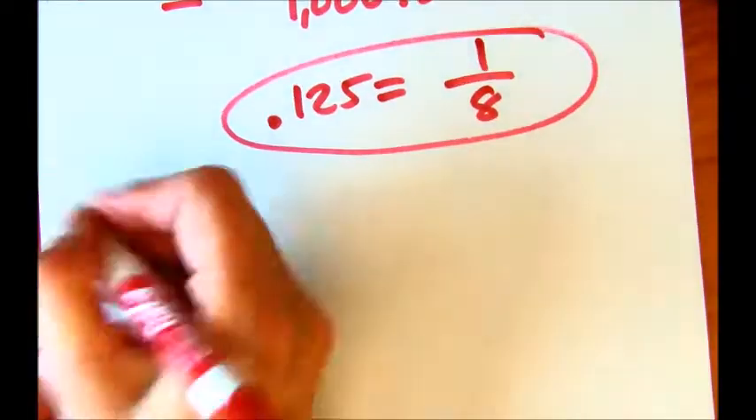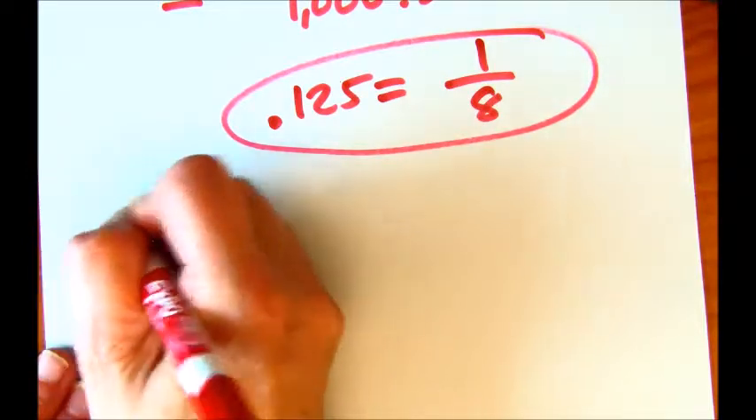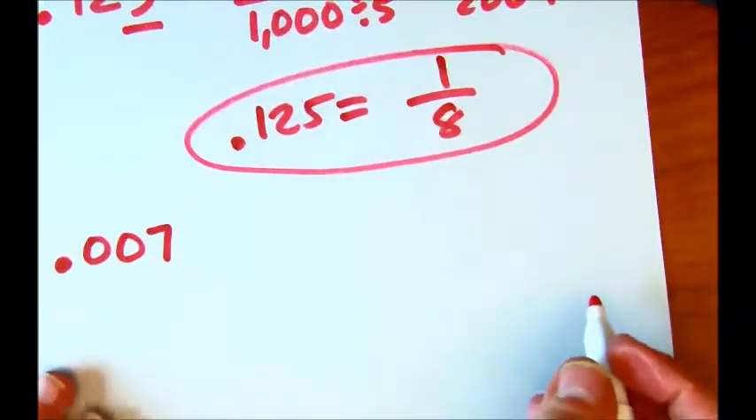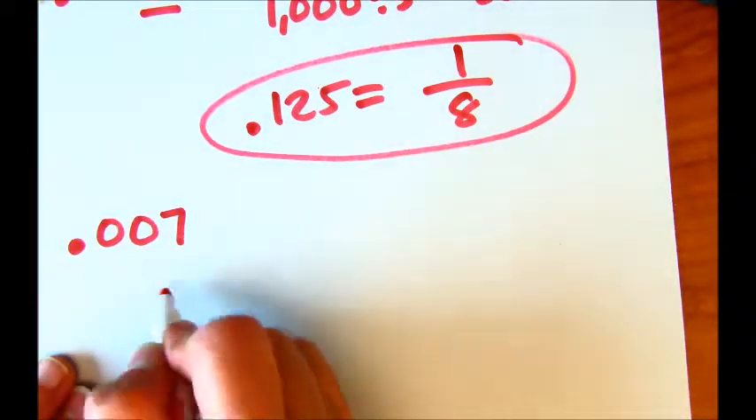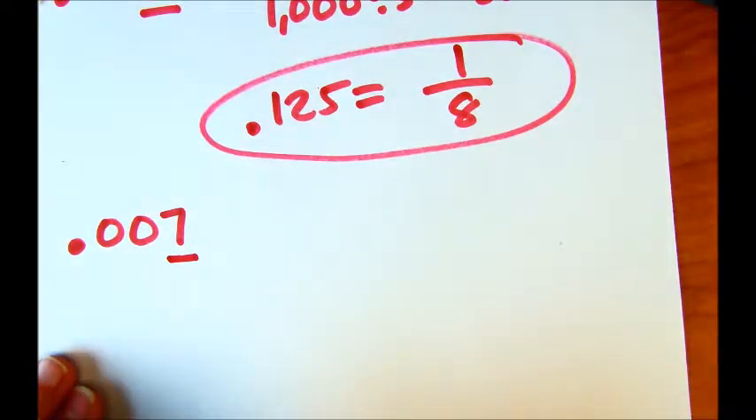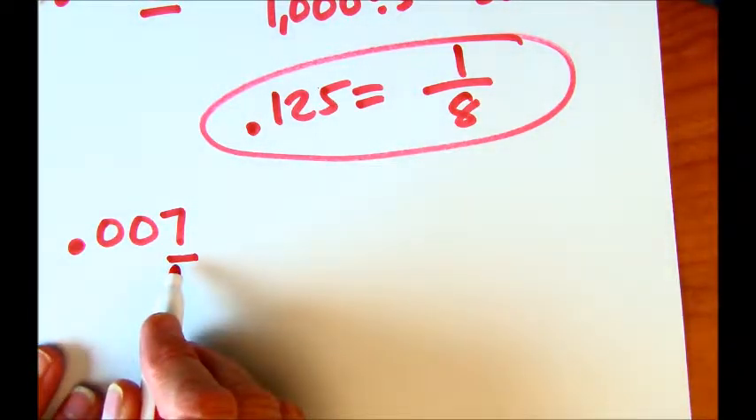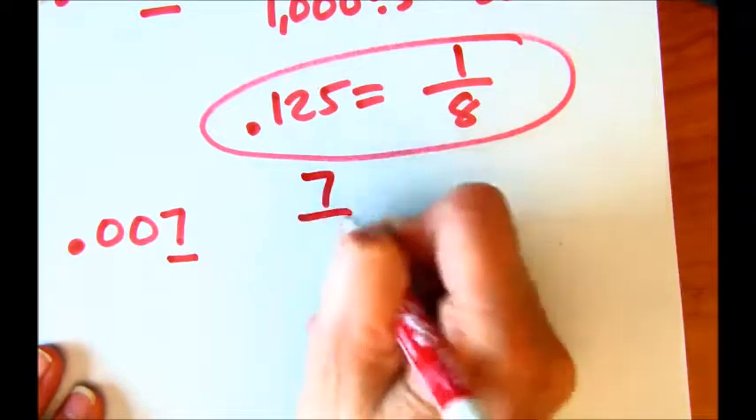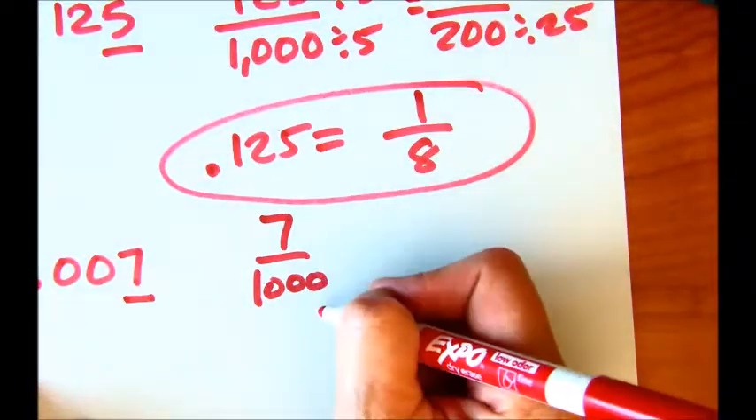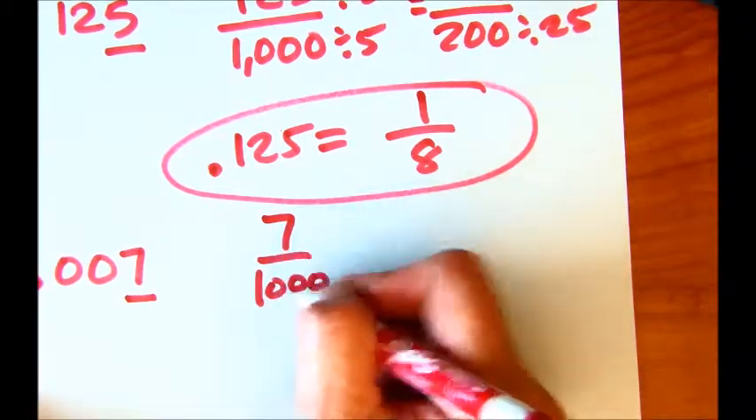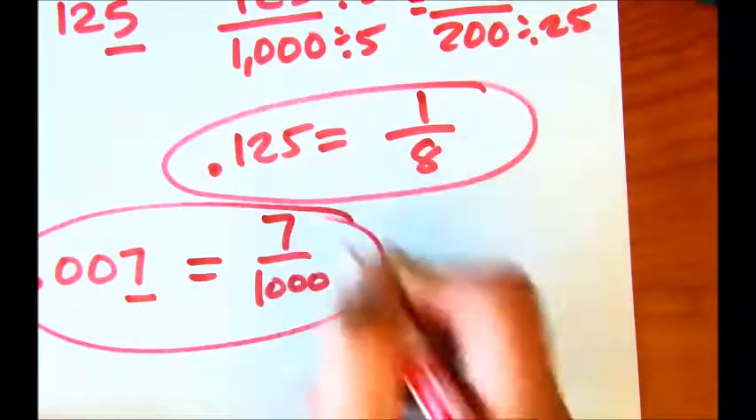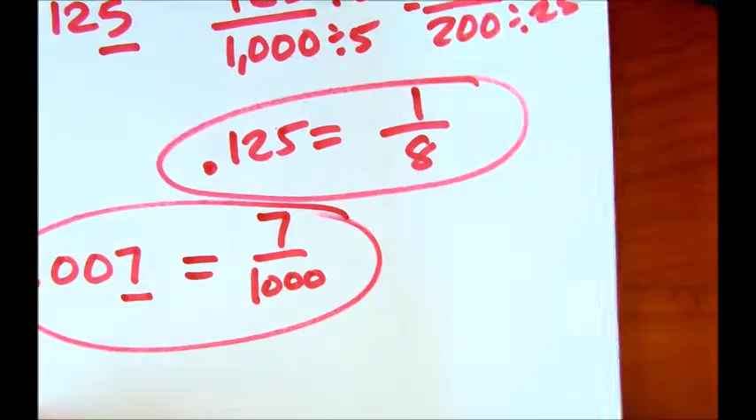All right, let's look at some oddball ones. Let's say we have 0.007. Notice that the 7 is in the thousandths place. So when we say it, we're going to say 7 thousandths. And now we're going to write it. Notice that we can't reduce here. 7's prime and it's not going to go into 1,000. So this is the equivalent fraction for that.